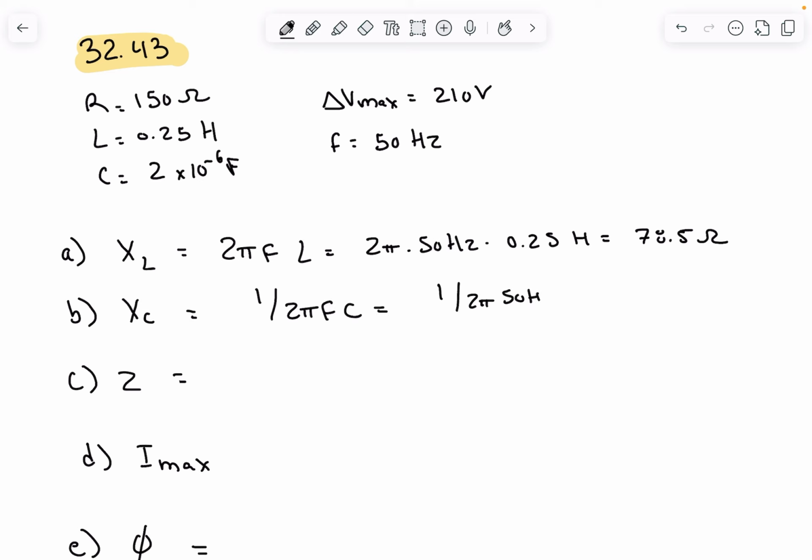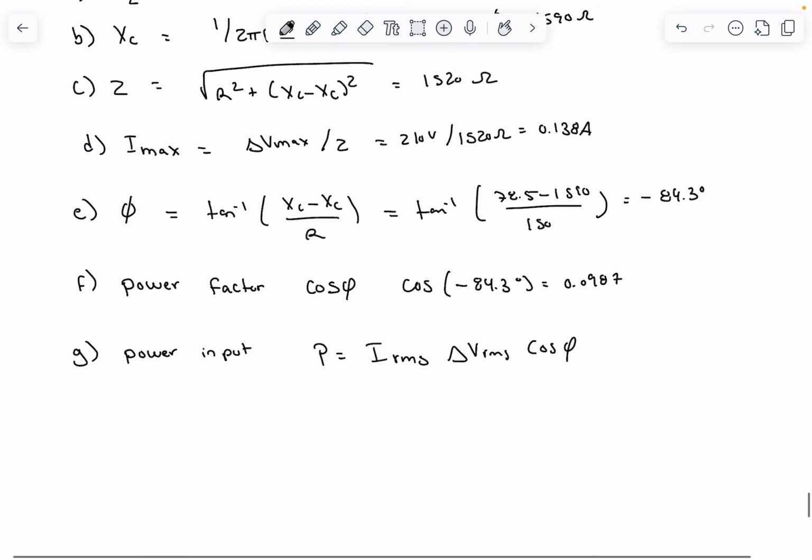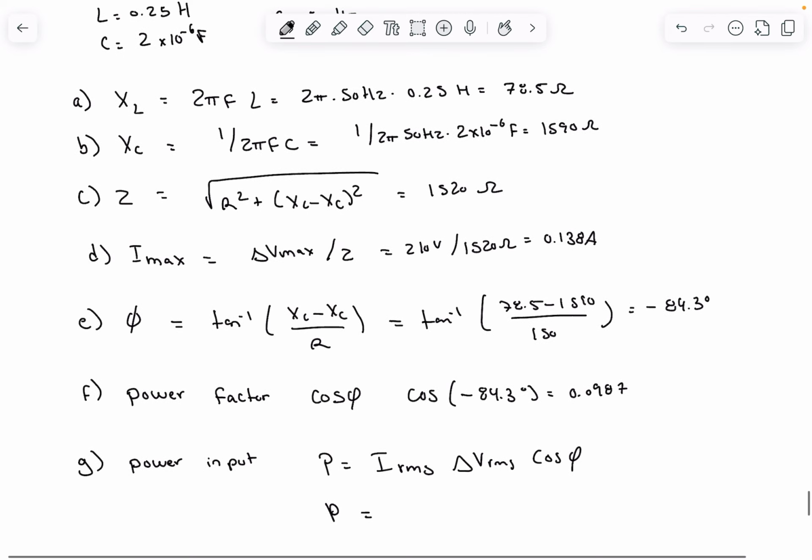And then lastly, we're asked to figure out what the power input is to the circuit. So that's going to be P is equal to I RMS delta V RMS cosine of phi. There's a whole bunch of other equations you can use, but since we found cosine of phi, may as well use it. So it's going to be P is equal to, now what is I RMS? Well, that is going to be delta V divided by Z.